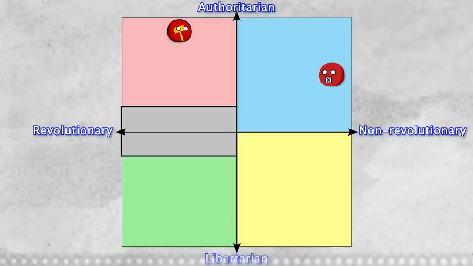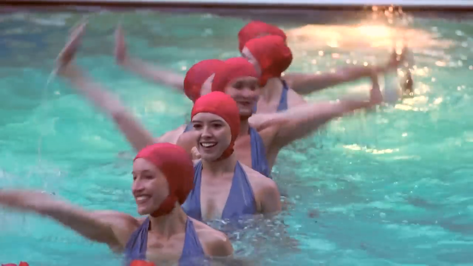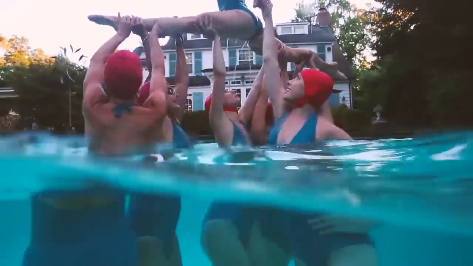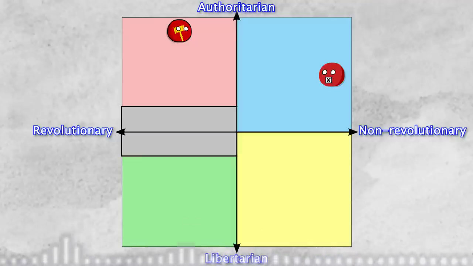State socialists don't think this is a good idea. They say, without a state to command the militias, won't these militias be poorly organized and less effective? Libertarian socialists say no, because militias can be well organized without a state. All you really need is a committee that coordinates the militias, thus making it possible for militias to work together under a unified strategy, kind of like these synchronized swimmers, except with guns.